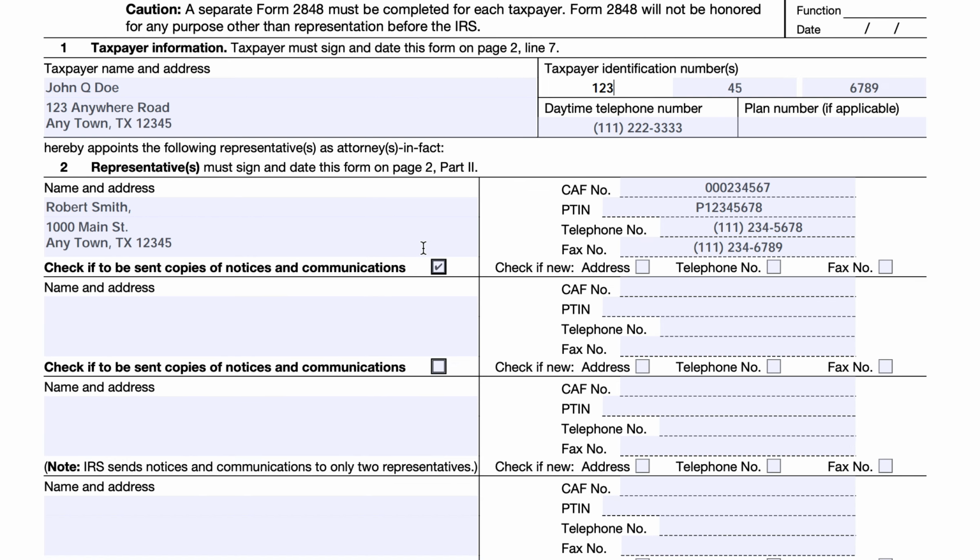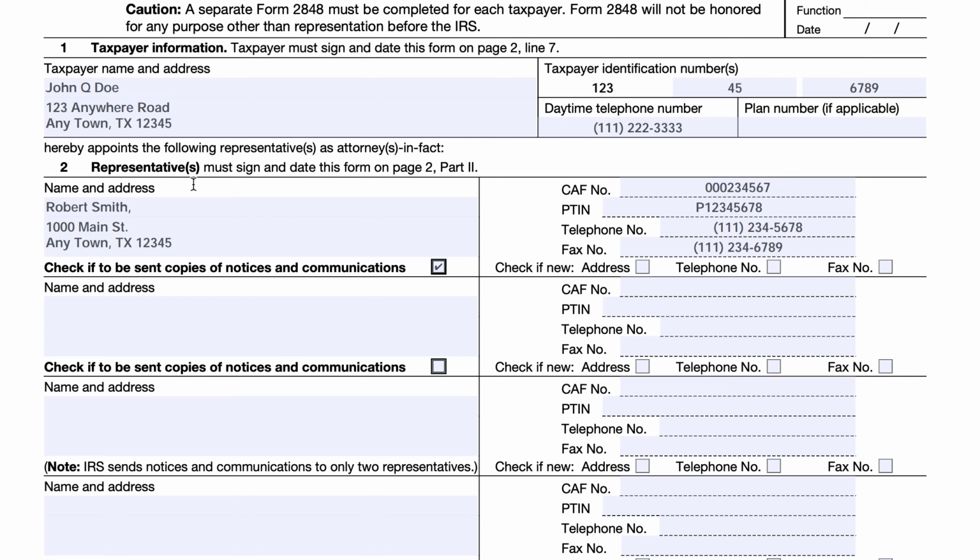In part two, in line two, you can name up to four representatives. This is the field that, if you're going to a CPA firm, they'll probably fill in with the people they would like you to authorize as a representative on your behalf. So if there are, say, two or three accountants working on your taxes, you would expect the relevant people to be listed here.